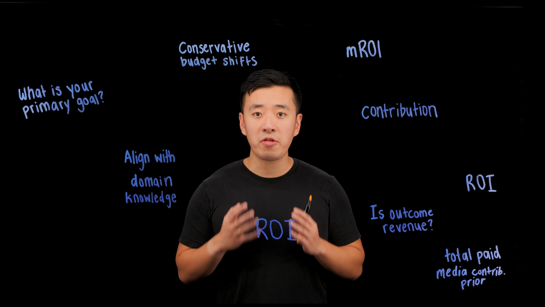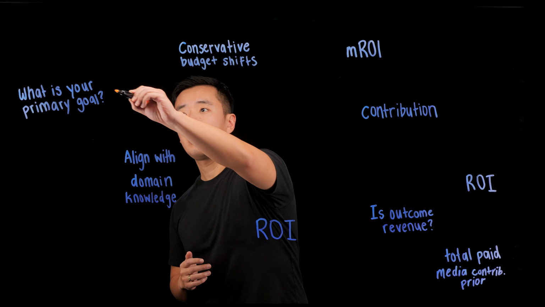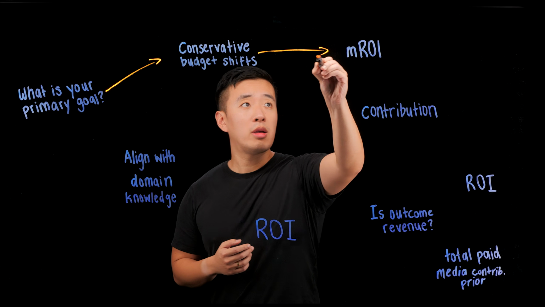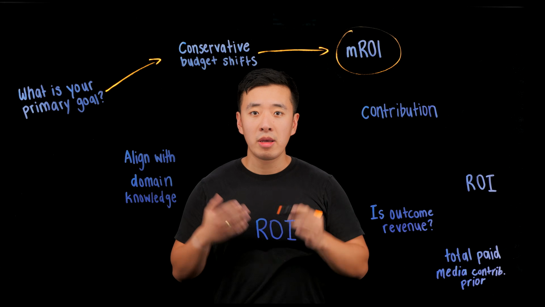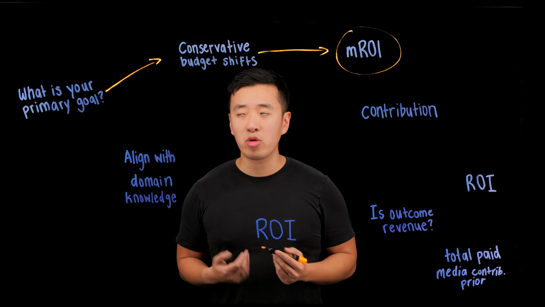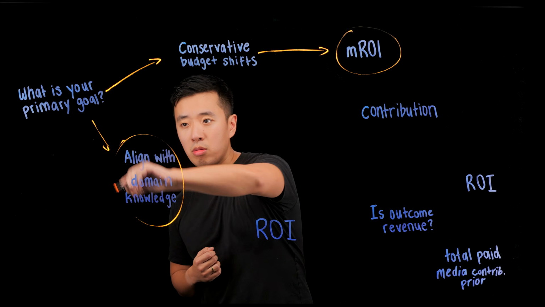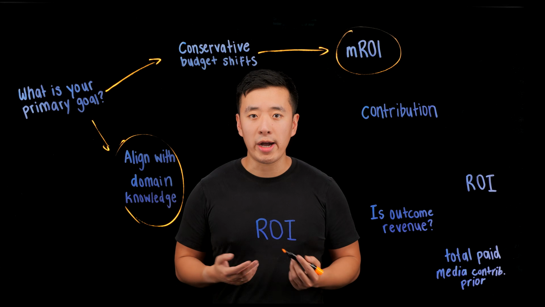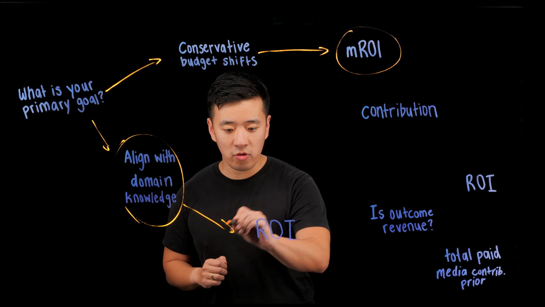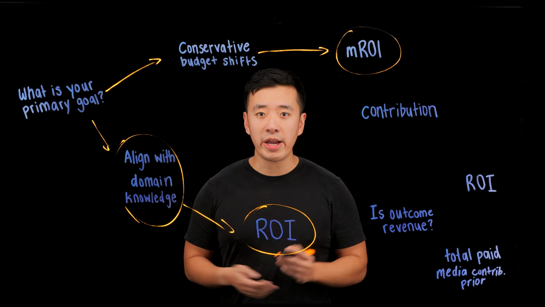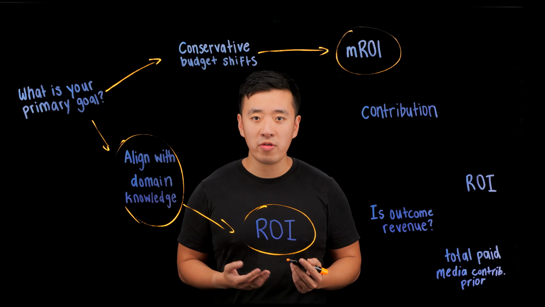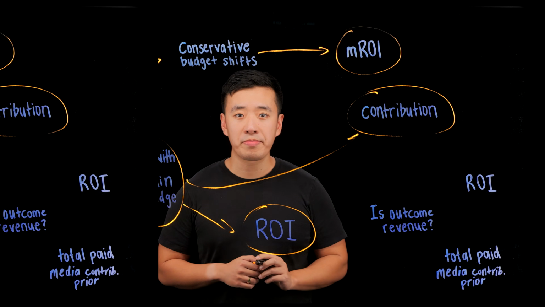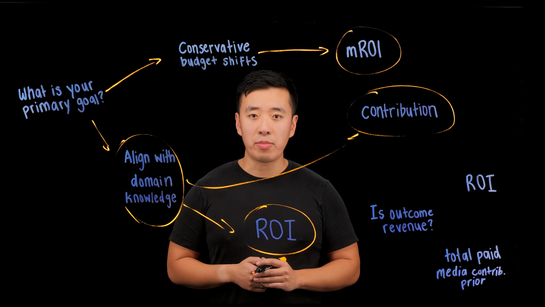For paid media, first ask if you want conservative budget optimization in line with historical allocation. If you're in a scenario like this, mROI will work best. If not, ask which metric best aligns with your domain knowledge. To start, experiment results are often expressed in terms of ROI. In cases like these, choose ROI. On the other hand, if you have a better understanding of your business metrics in terms of percentages, use contribution. Most users often default to ROI priors.